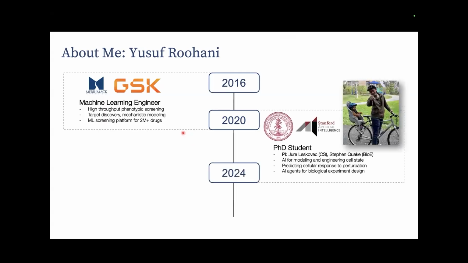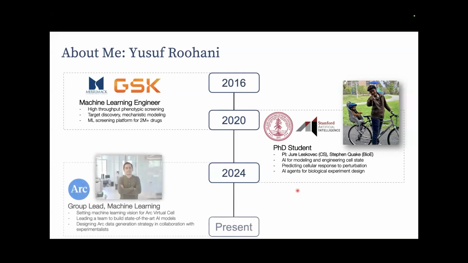I then moved over to Stanford, where I was advised by Yuri and Steve as part of the Stanford AI Lab. That's my son. Here we were moving more into the transcriptomic space and thinking about how we can create better models of cellular transcriptomic state and trying to understand how that would change under interventions, in particular looking at combinatorial interventions and how we can model that using a variety of approaches ranging from graph neural networks to large language models.